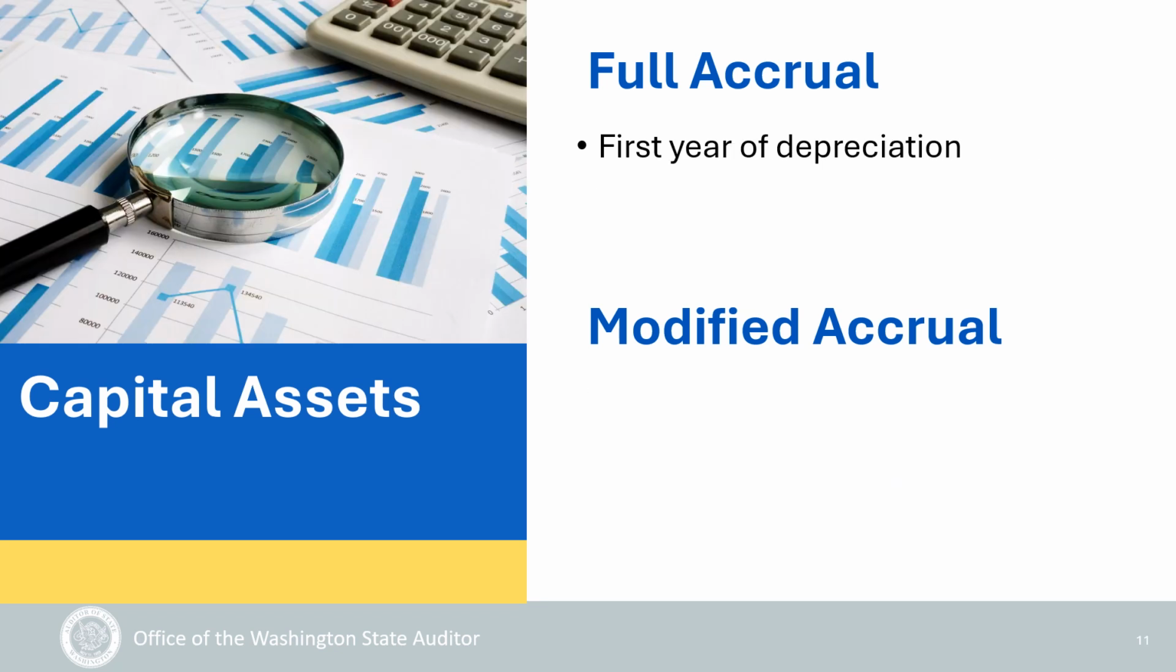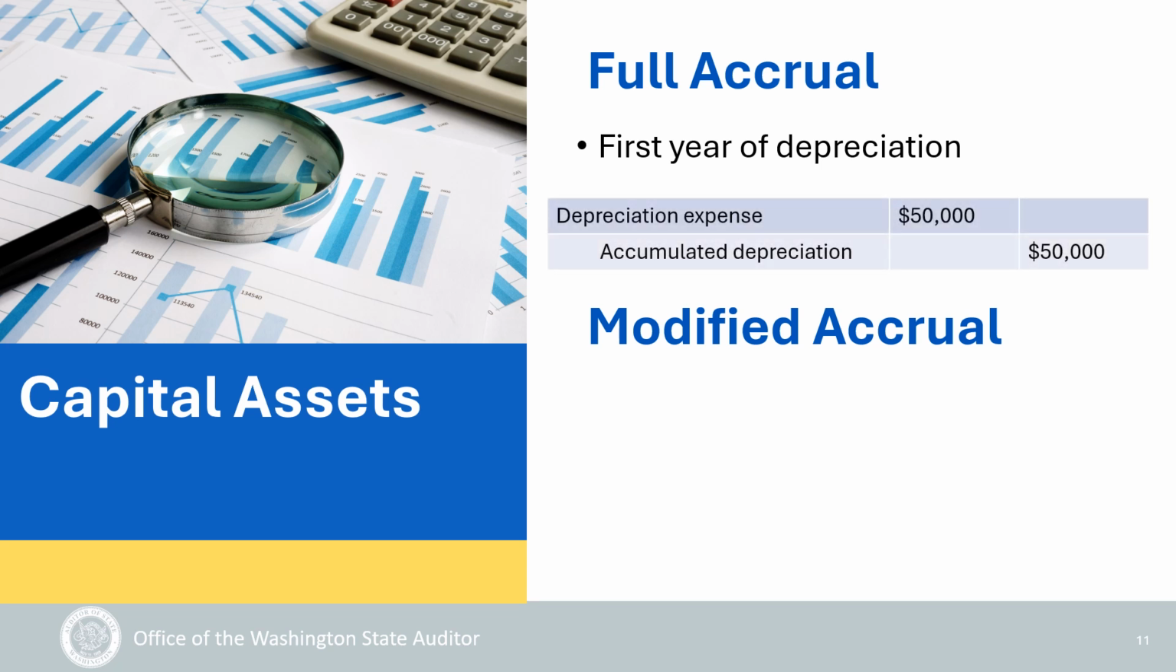Under full accrual, we depreciate the asset over its useful life. To calculate the depreciation expense, we divide the purchase price of $1 million by the useful life of 20 years. This gives us $50,000 depreciation expense each year. To record the depreciation, we debit the expense and credit accumulated depreciation.